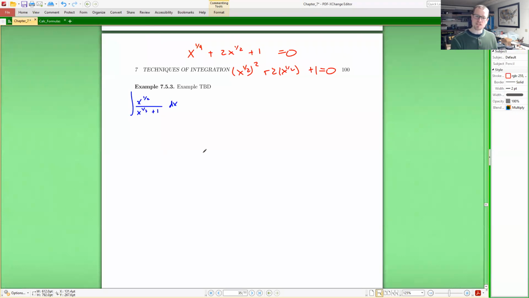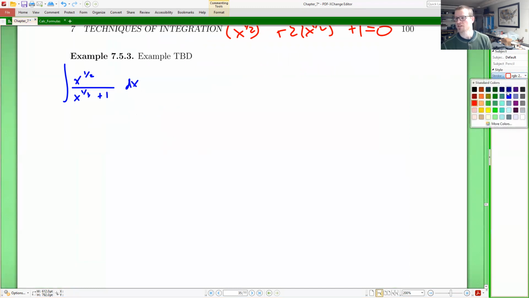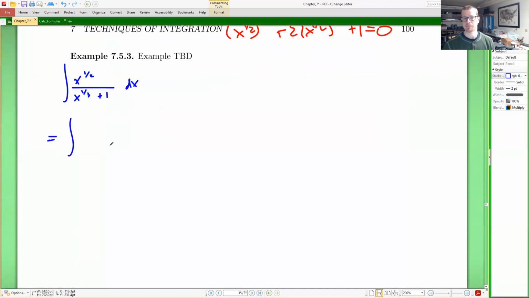And so the manipulation that I would encourage us to make in this case would be to recognize that if we were to consider a common denominator for 1/2 and 1/3, it would be 1/6. So if we rewrote this where the exponents have a common denominator, this would be x to the 3/6 divided by x to the 2/6 plus 1 dx.